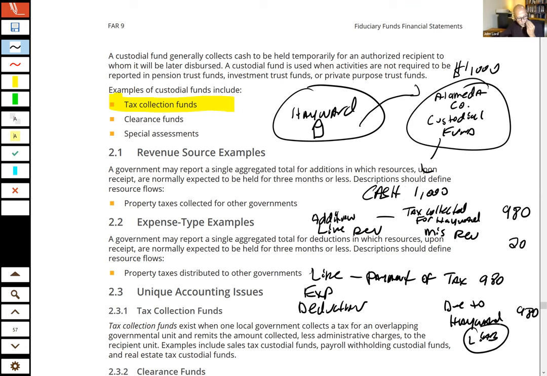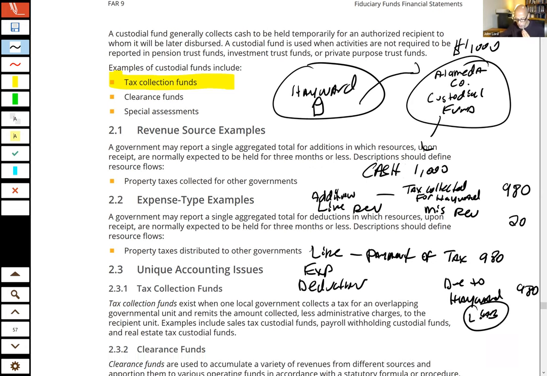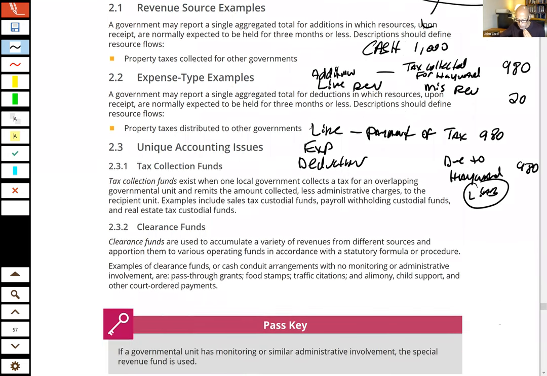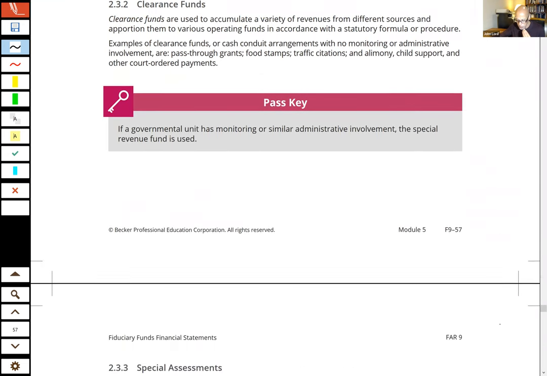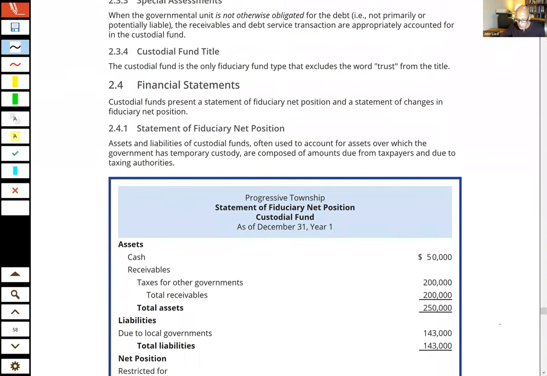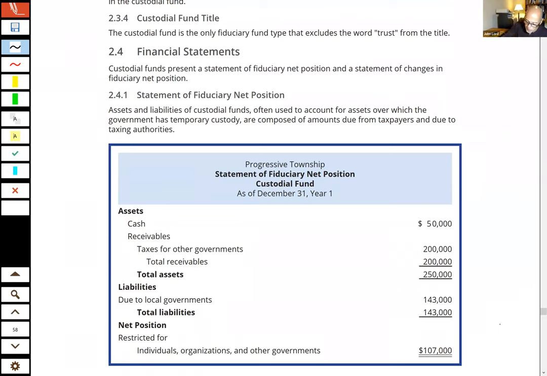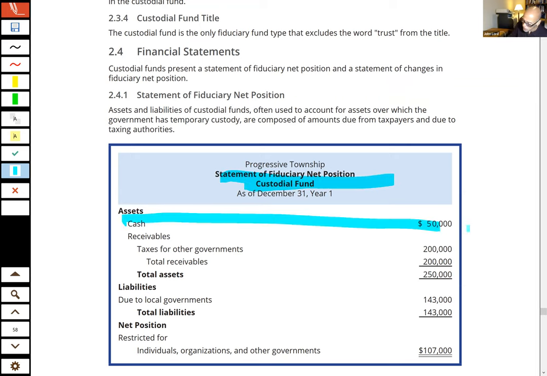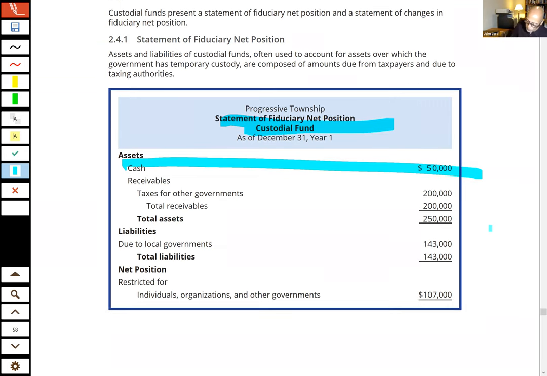All right, so with that in mind, if you take a look at some of the things we are going to see for the financial statements, we have a statement for the custodial fund. We have the statement of fiduciary net position, custodial fund. You see cash, they might have some receivables, but notice that the money that they have is pretty much due to other governments.